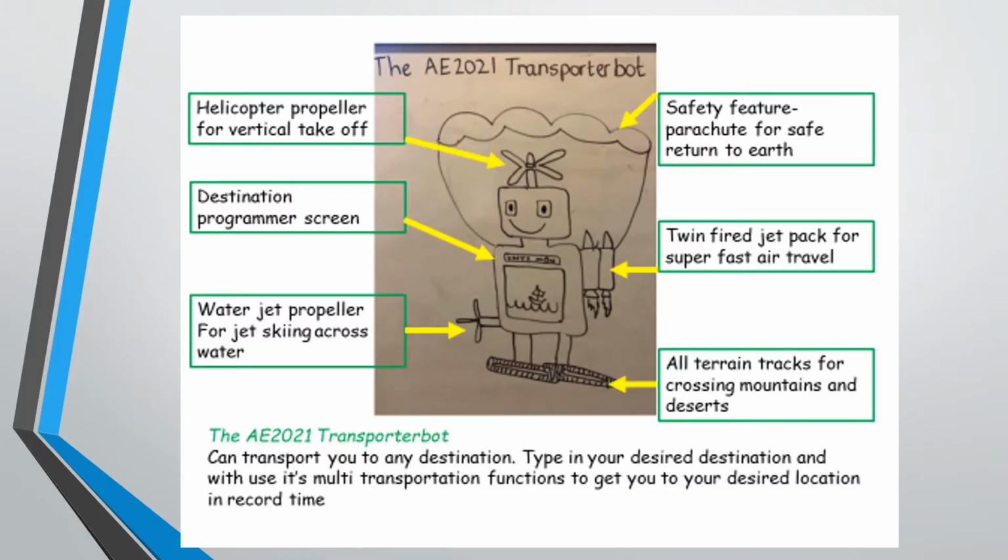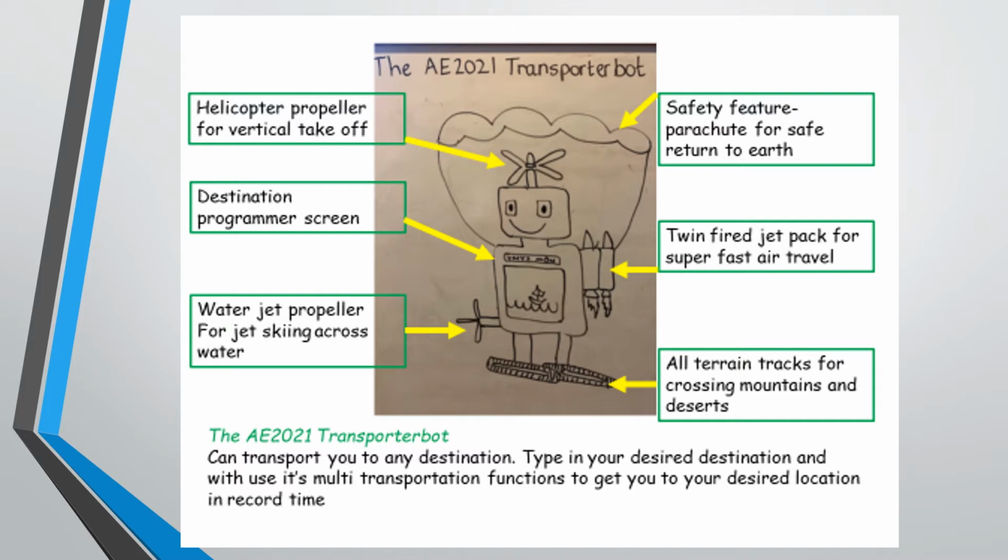Now, who remembers the fantastic AE 2021 Transporter Bot that I drew for you yesterday? This is my robot, the one that's going to be able to take me to Anglesey in a flash using all its fantastic features. Its twin jetpack for super fast air travel, its water jet propeller for skiing across water, its destination programmer screen. Remember all those fantastic features? Well, when I want to sell my transporter bot to other people, I'll have to get an advert for it, won't I? I'll have to make an advertisement.